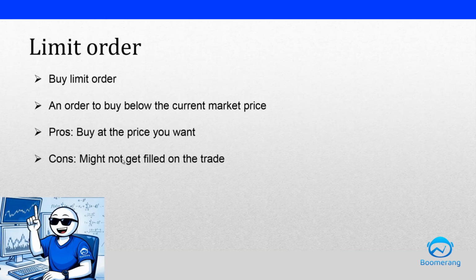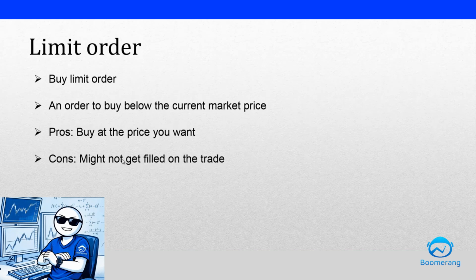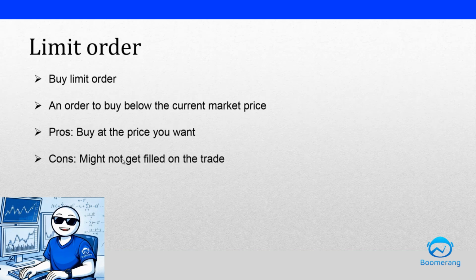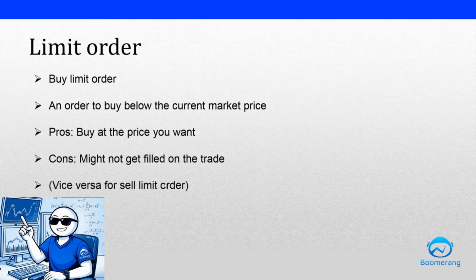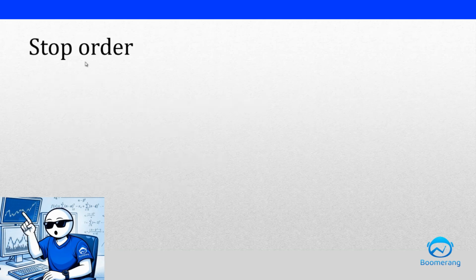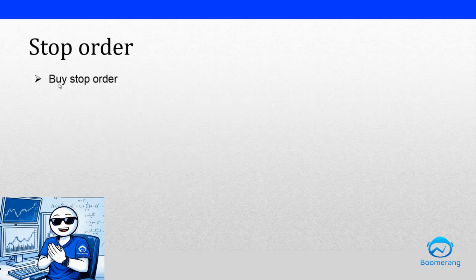So maybe you're waiting for that level, but the market doesn't come to that level, and instead it continues going up higher, then clearly you wouldn't be in the trade. So vice versa for a sell limit order, the concept is just the opposite. So moving on, the third type of order is a stop order. So again, let's talk about buy stop order.